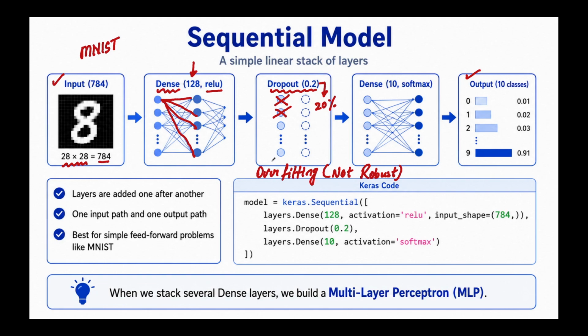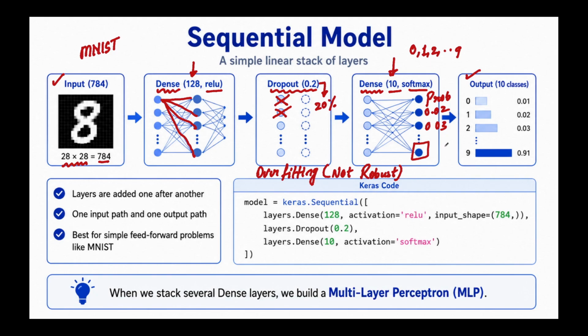Then we add another dense layer with 10 neurons and softmax activation. Why 10 neurons? Because MNIST has 10 classes from 0 to 9. So each output neuron represents one digit class. And softmax converts the outputs into probabilities. For example, the model may say digit 0 is 0.01, digit 1 is 0.02, digit 2 is 0.03, and digit 8 is 0.93. Now the digit with the highest probability becomes the prediction. So if digit 8 has the highest probability, then the model predicts it as 8.